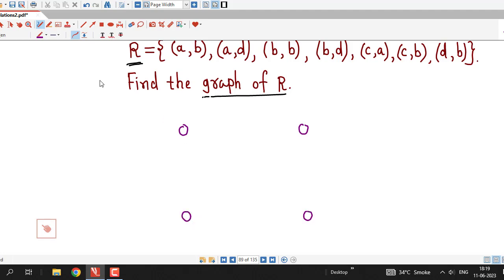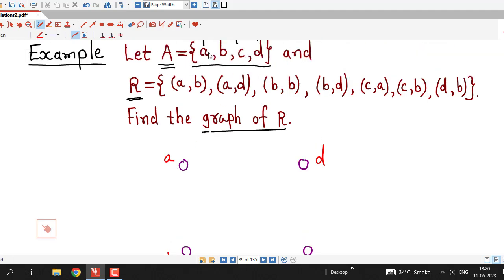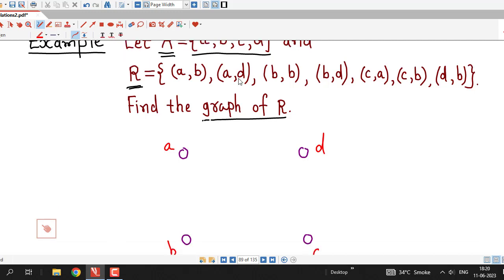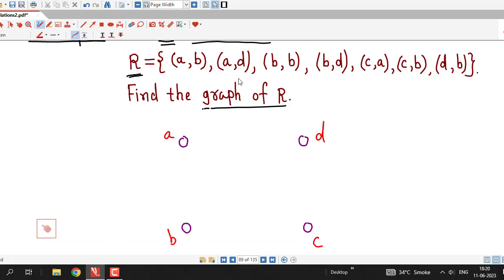So I randomly write down this A, B, C, D. You can write A, B, C, D as you wish, there is no restriction. So let these 4 circles represent the elements of a set which are A, B, C and D. So these are the nodes or vertices of a graph of the given relation.